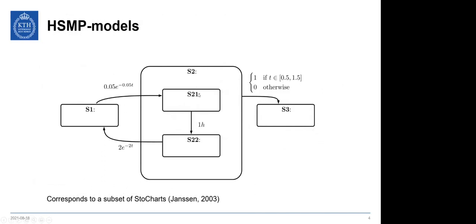When state S21 is entered, one timer starts counting down for this transition, and this timer will take exactly 1 hour. And one timer starts counting down for this transition, and this will be uniformly distributed between half an hour and 1.5 hours. If this transition occurs first, then we will remember the time left on that timer, and that remaining time will now compete with this new timer. So the difference from the semi-Markov process is that we can have transitions for which we do not forget at which time they were once a transition inside the hierarchy occurs. And these models correspond to a subset of the Statecharts presented by Harel.